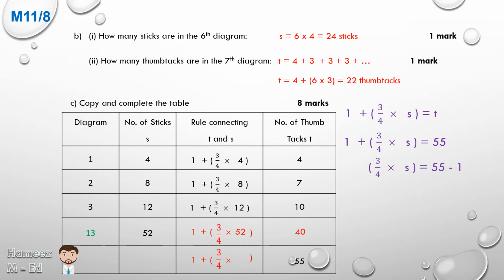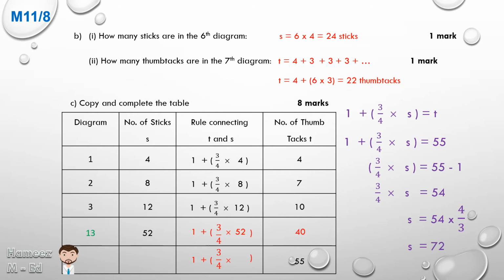So we get 3/4 times S is equal to 55 take away 1. 3/4 times S will give us 54. So if we want S alone, we can take the 3/4, which is on the left-hand side, and move it across. The 3 is on the numerator above, it's multiplying. When we carry it across, it will divide. And the 4, which is below in the denominator, is dividing. So when we carry it across, it will multiply. As such, we get S is equal to 54 times 4 over 3.